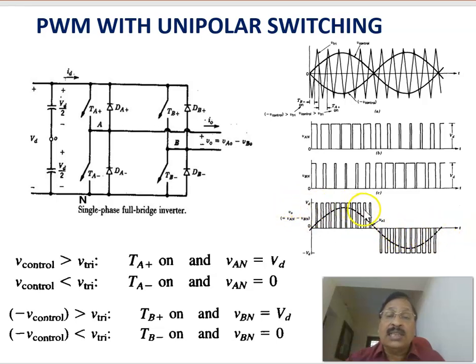Of course, the pulse width changes proportionally to the sine magnitude. This is the unipolar switched inverter output voltage, and the fundamental is the same, with the same equation. The fundamental magnitude of the output voltage is equal to MA times VD.